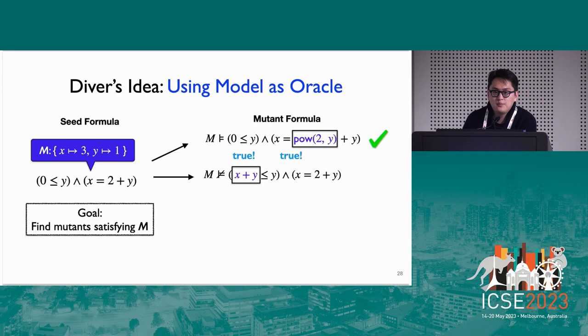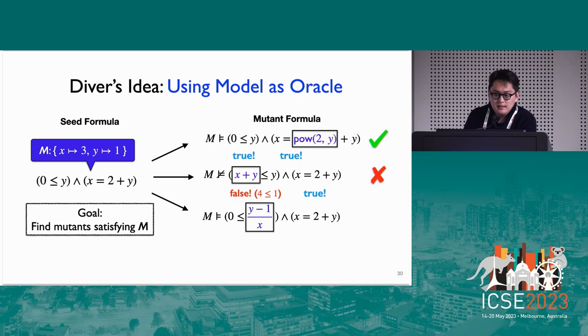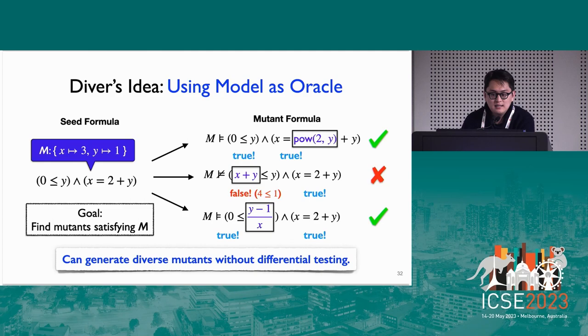In another case, a plus term is used to replace the constant 0. This mutant formula fails to satisfy the original model M, because the left subterm of the mutant is evaluated false against M. Hence, we don't use this mutant as a test case. Similarly, this mutant satisfies the model, and we can use it as a test case. In this way, Diver can generate diverse mutants without differential testing, unlike the existing approaches.